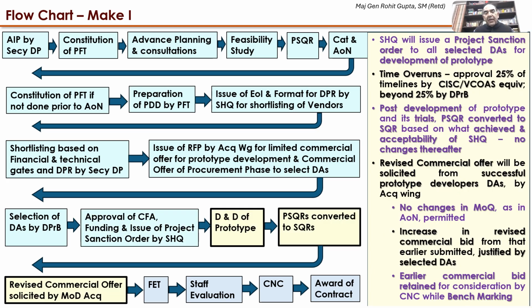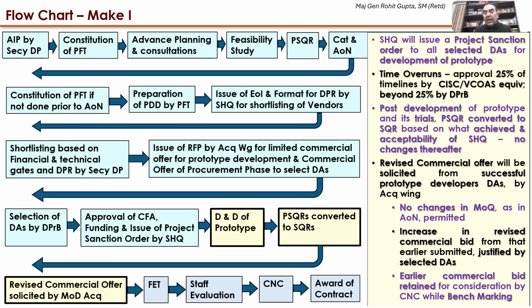In the next step, the design and development of the prototype is carried out by the developer in consultation with the project facilitating team. Once the complete prototype has been designed successfully, then the provisional SQR, based on which it was created, is converted to the SQR based on what it has been able to achieve. And thereafter, because there would be changes in the complete design that was originally planned for, a revised commercial offer is solicited by MOD acquisition.